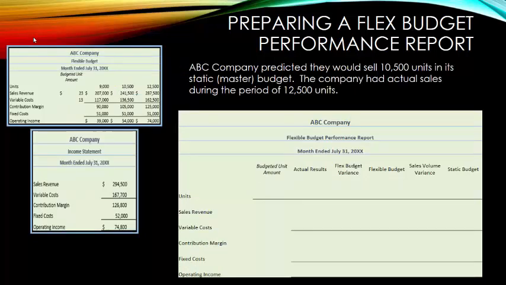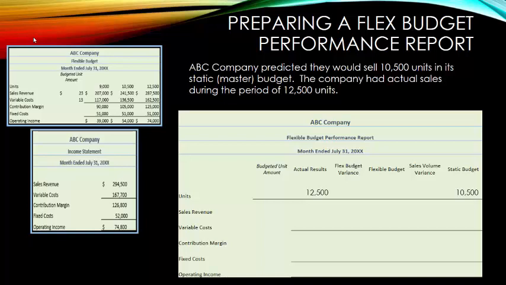And the first thing that we need for a flex budget performance report is to figure out what our budgeted level of production was and what our actual level of production was. Well, ABC Company is predicting at the beginning of the period they would sell 10,500 units, which means we can fill that in under the static budget section. They had actual sales, and therefore actual production, of 12,500 units. Well, we can fill that in under the actual results section.